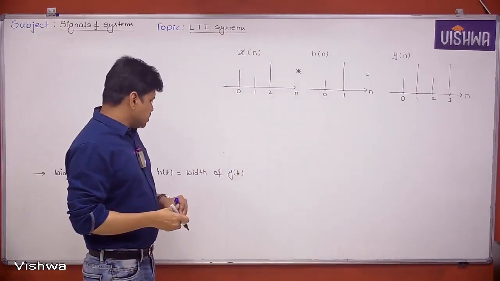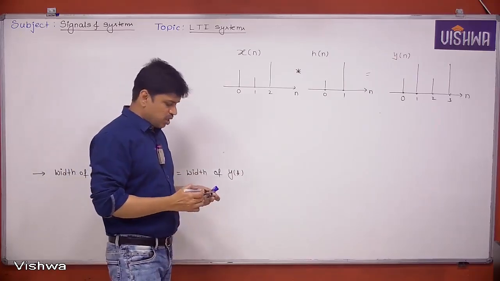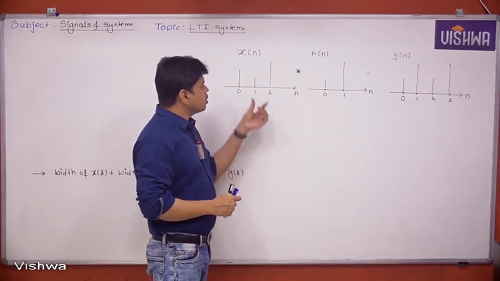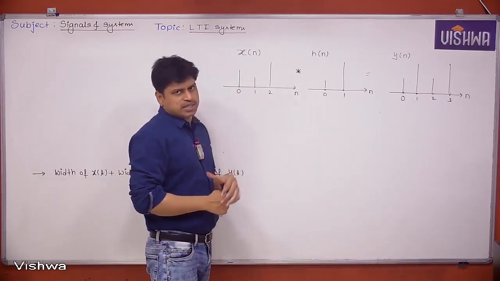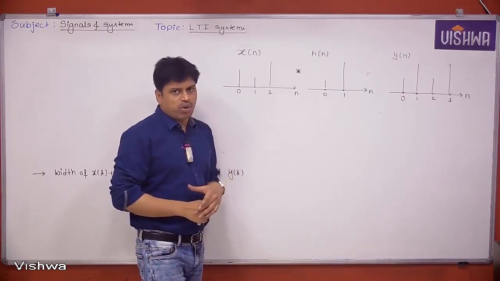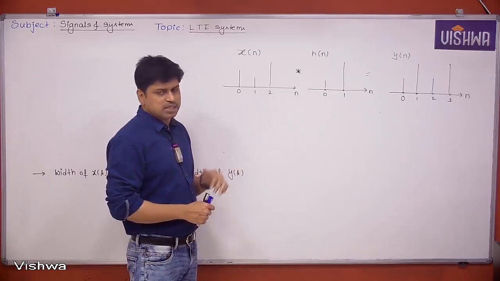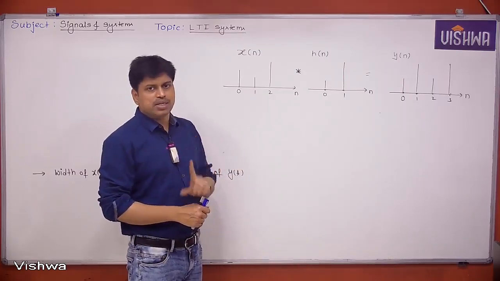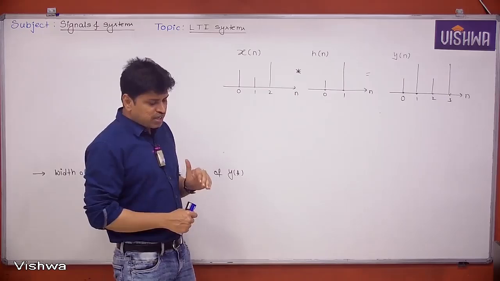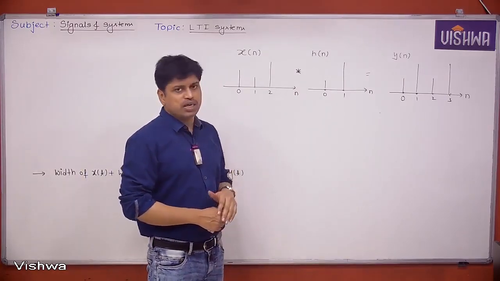I am trying to see what the width property is in the discrete time case. Now, can you tell me what is the width of the x of n signal? Many people think that it is 2. Why? You are thinking that width means 2 minus 0. Remember, in the discrete time case, we will never calculate width in terms of 2 minus 0 like that. We cannot do that.